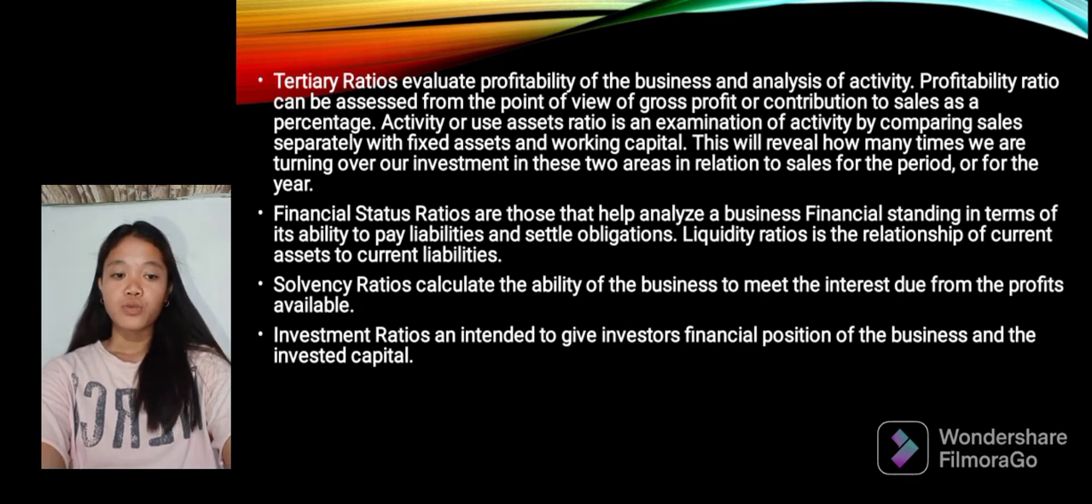Financial status ratios are those that help analyze a business's financial standing in terms of its ability to pay liabilities and settle obligations. Liquidity ratio is the relationship of current assets to current liabilities. Solvency ratio calculates the ability of the business to meet the interest due from the profits available. Investment ratios are intended to give investors the financial position of the business and the investment capital.